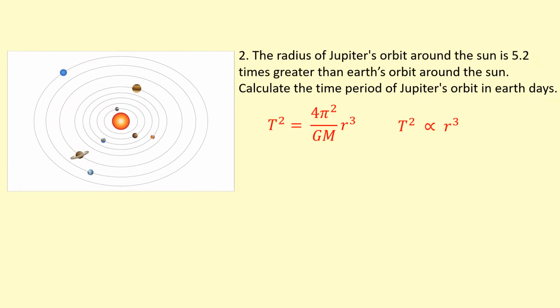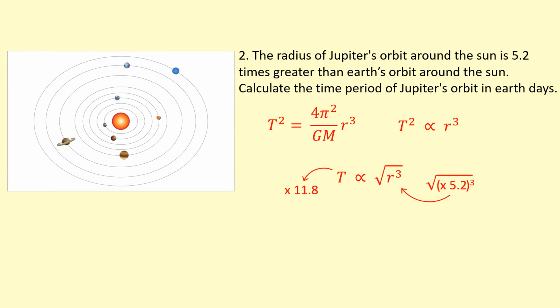I'm going to make time period the subject because I'm interested in what's going to happen to the time period. I know that the radius of Jupiter's orbit is 5.2 times bigger, but that's going to get cubed first, and then it's going to be under a square root. If I put this into the calculator, I get that the time period of Jupiter's orbit is 11.8 times longer.